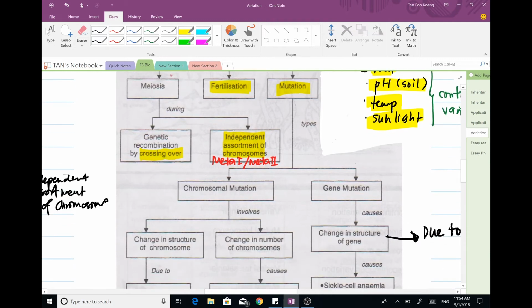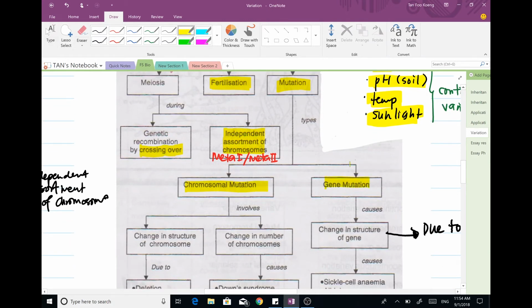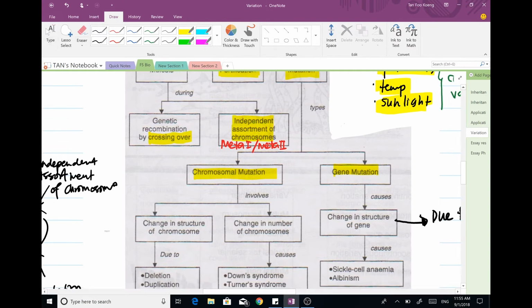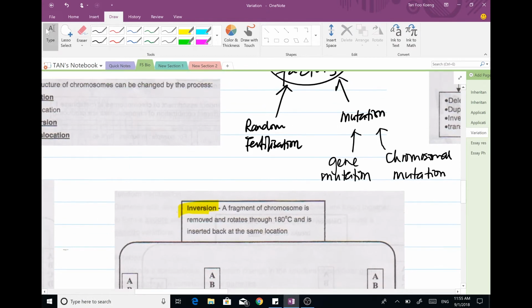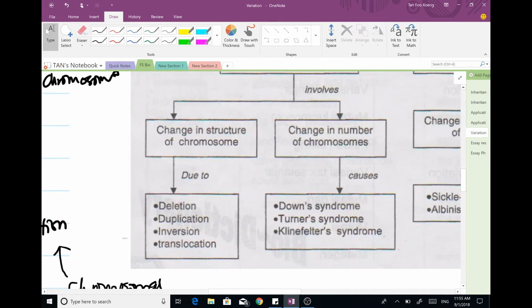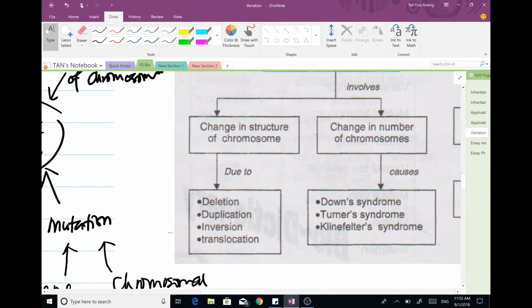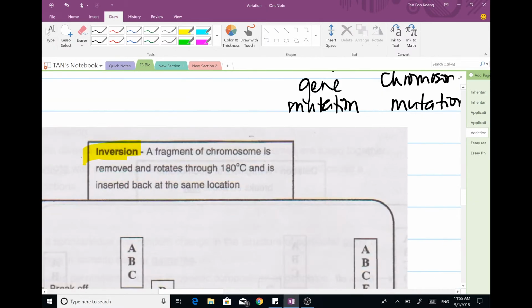There are 2 types of mutation: chromosomal mutation and gene mutation. Chromosomal mutation is the mutation that occurs at the chromosomal level. Gene mutation is the mutation that occurs at the gene level. Now, let me show you an example. If you look at this diagram, there are 4 types of chromosomal mutation here: deletion, duplication, inversion and translocation. So what are they? Let me show you using the diagram.